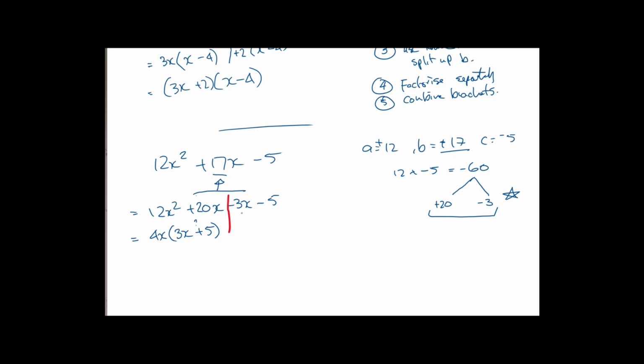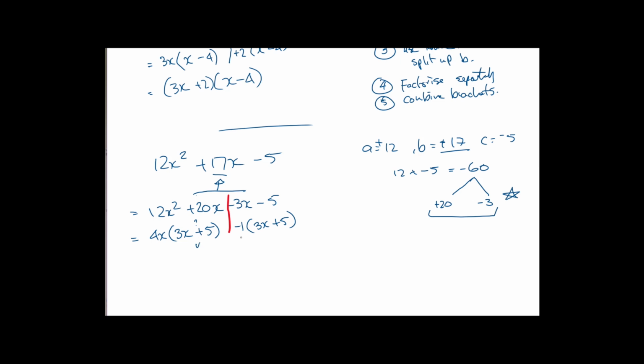We kind of want that. So what's the common factor here? Well, it's negative 1. Negative 1 times what gives us negative 3x? Well, negative 1 times 3x, and negative 1 times positive 5 gives us negative 5x.